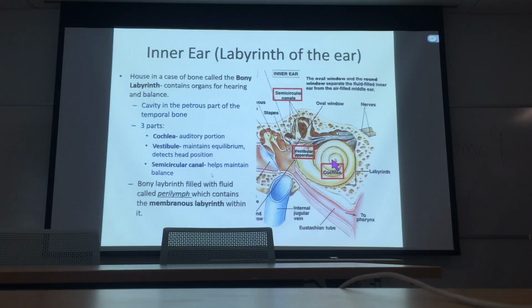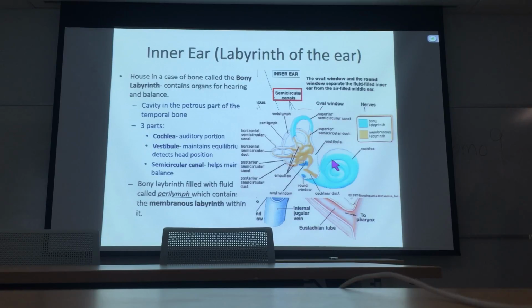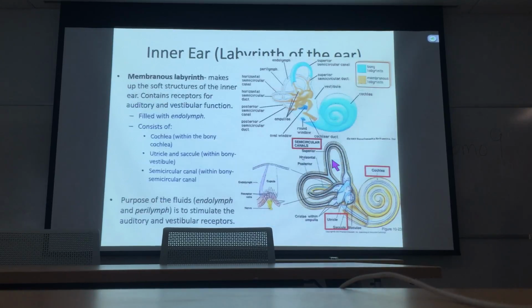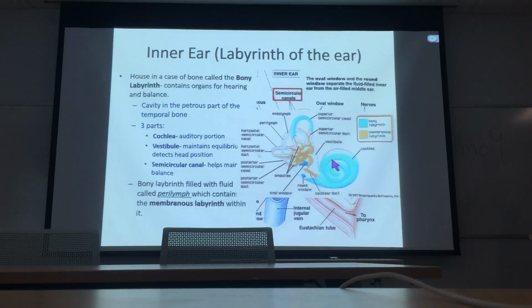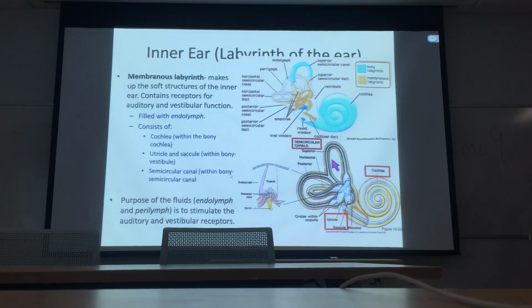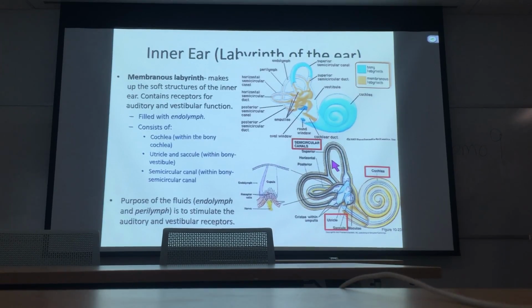I would make sure that you know that the bony labyrinth itself is filled with perilymph, not endolymph. We'll talk about endolymph in just a minute. So don't get confused about the difference between them. Bony labyrinth, perilymph, and we'll see endolymph in just a minute. So anyway, the bony labyrinth, perilymph, and then you get inside the membranous labyrinth, which is where the endolymph is located.